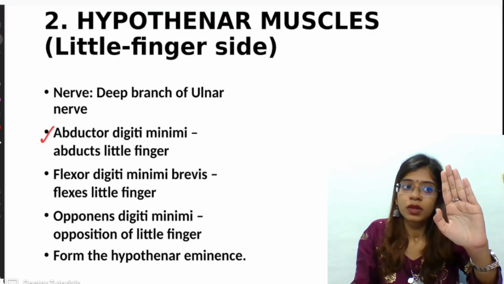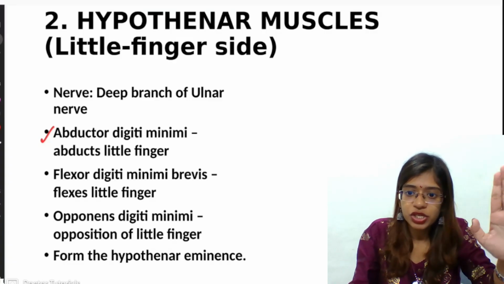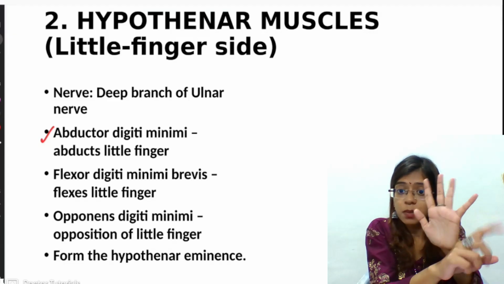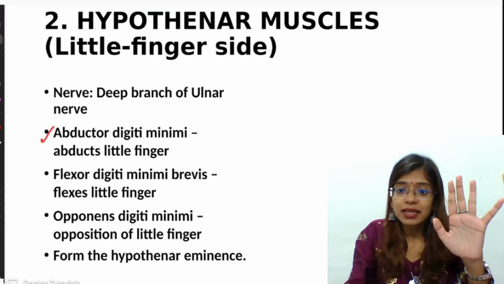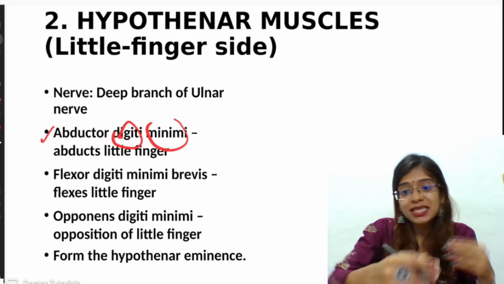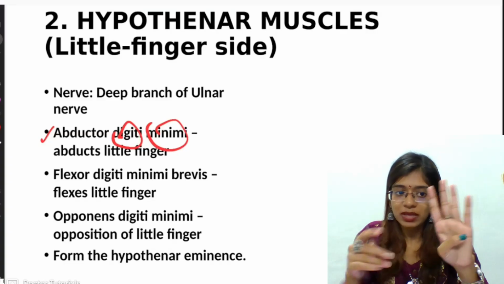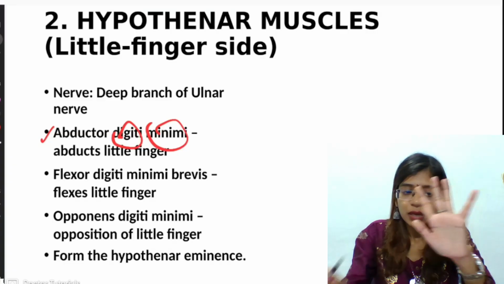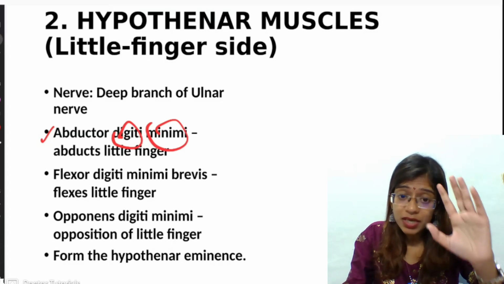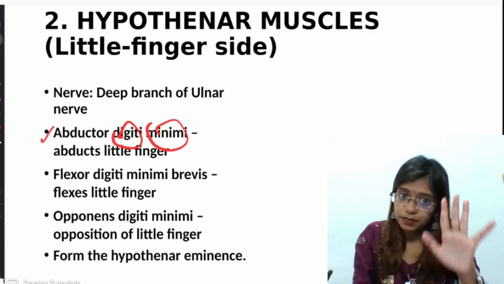What is abduction? If I am moving the little finger away from the other fingers, that is what I call abduction. So abductor digiti minimi helps in abduction of the little finger. Digiti means it is related to the fingers. Minimi means the smallest finger. They don't consider the thumb as a finger, so they have taken the little finger as the smallest finger. That is why such a name came, abductor digiti minimi. That is the muscle which helps in abduction of the little finger.